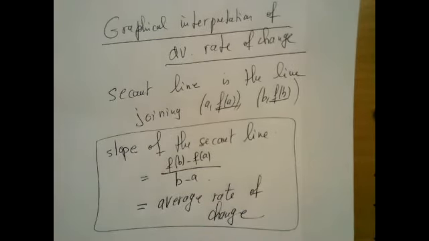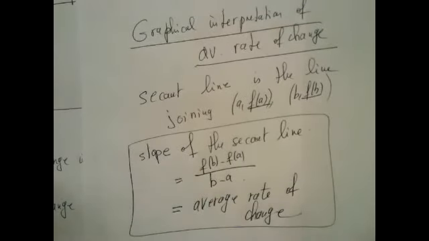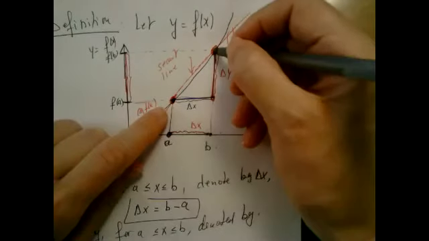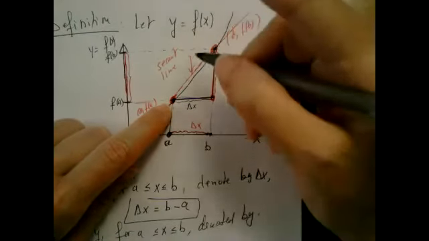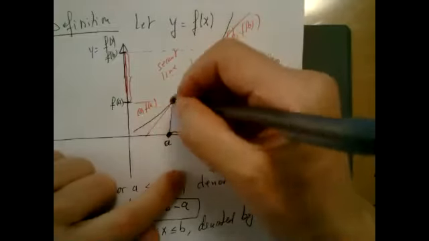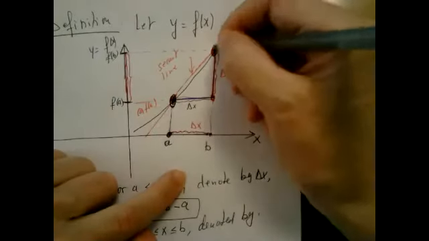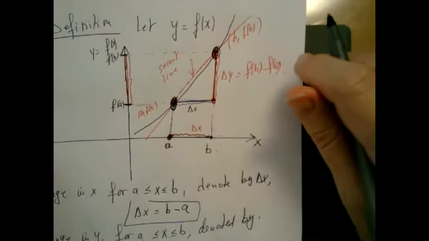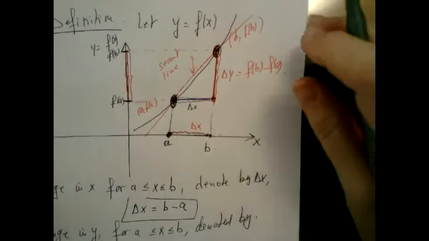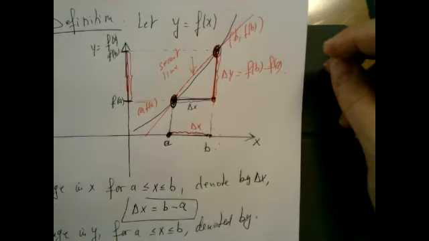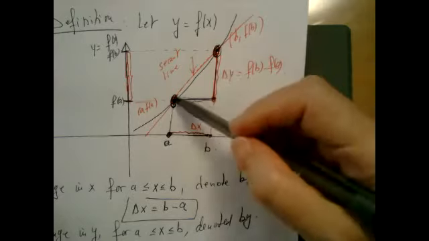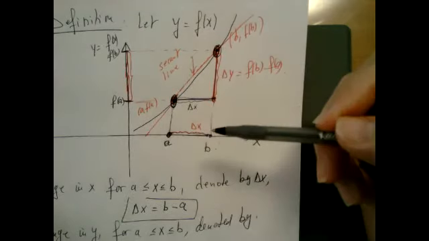So the average rate of change, we can compute it, of course, we just plug in numbers, but graphically, the average rate of change represents the slope of the secant line that joins the point A, f of A to B, f of B. So that's the graphical interpretation of the average rate. Physically, it is on average how much the function changed per unit. Graphically, it represents the slope of the secant line.